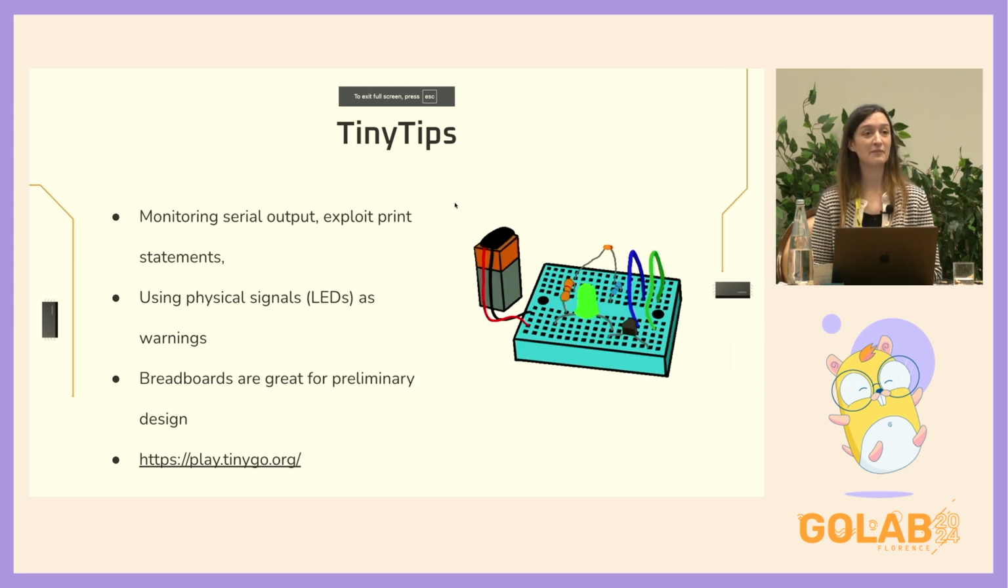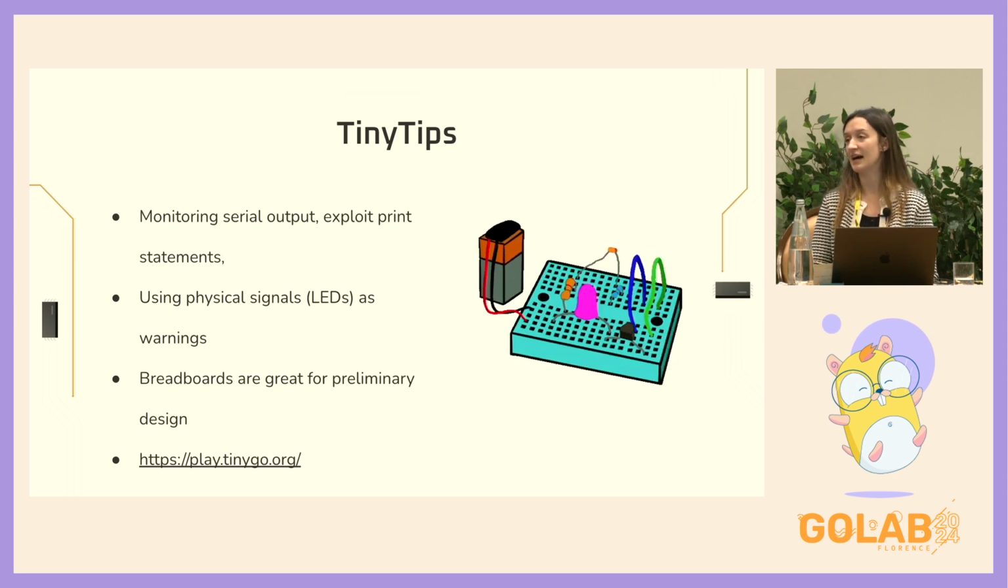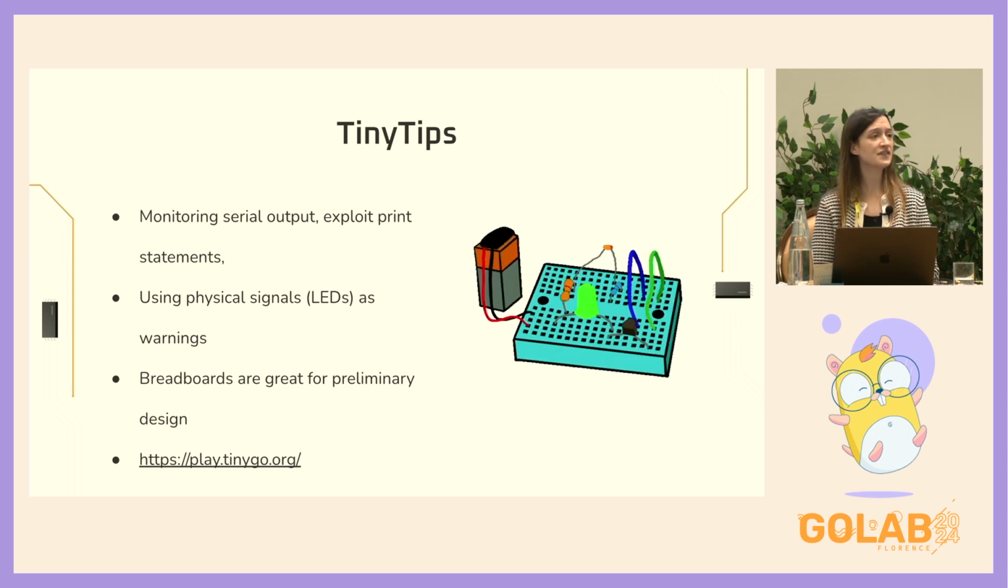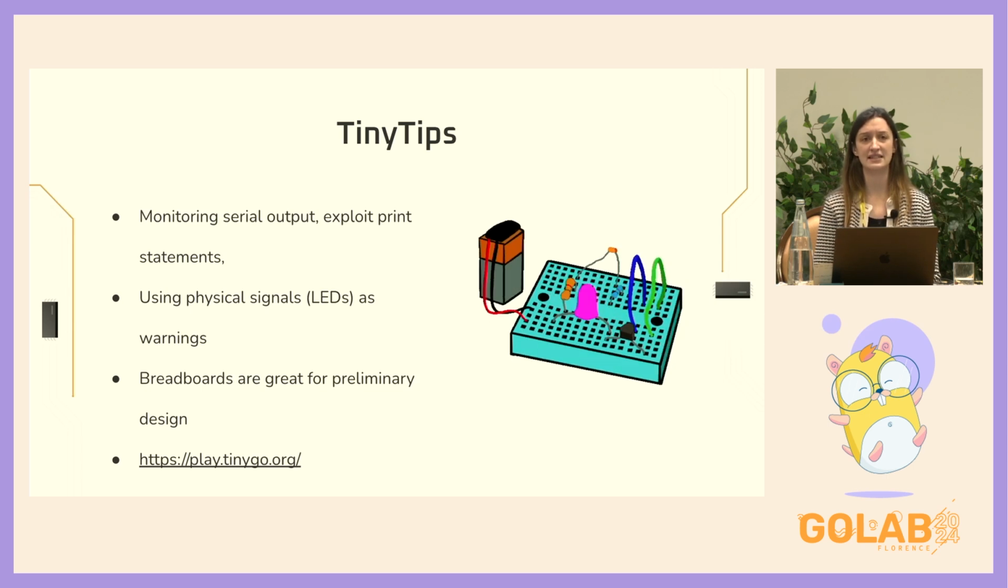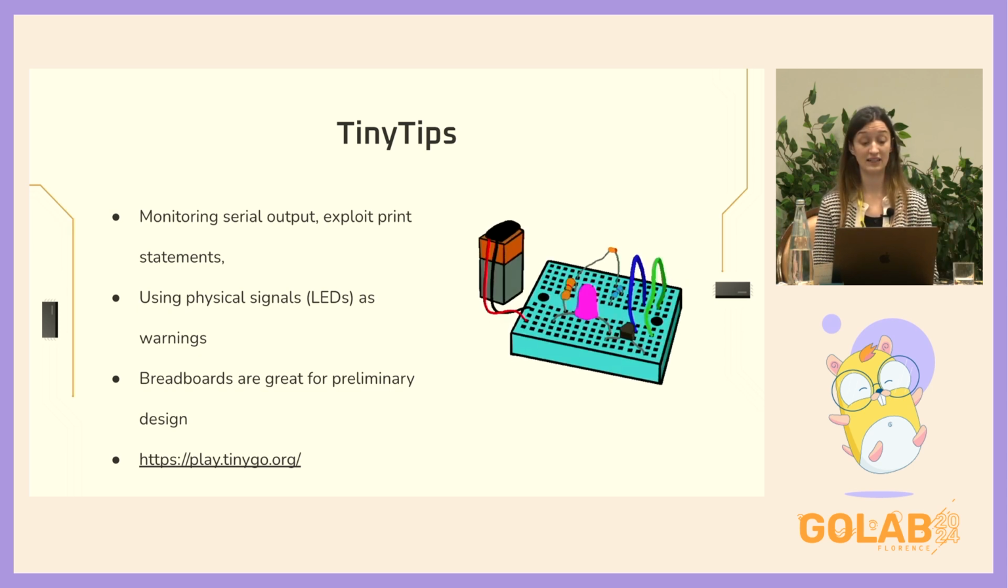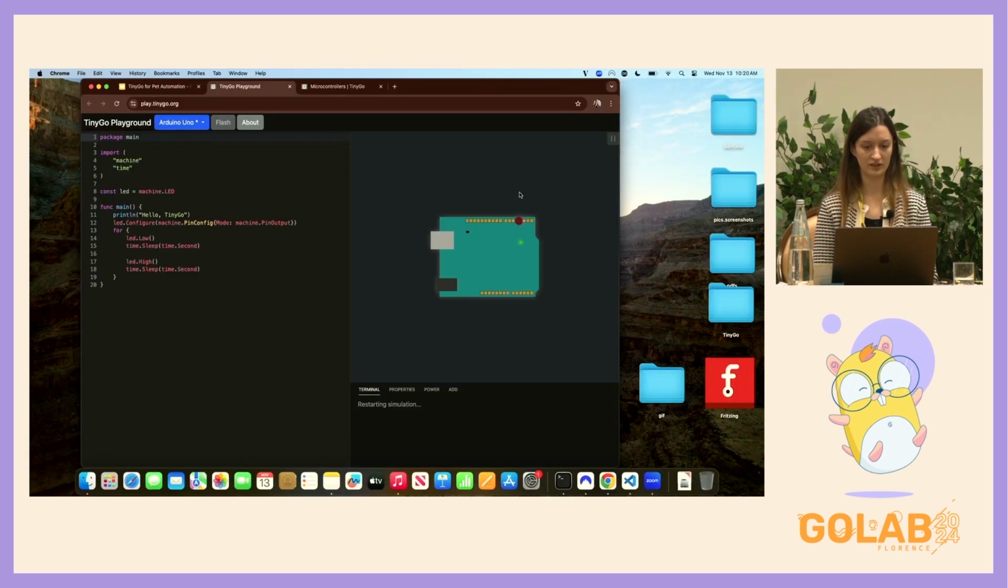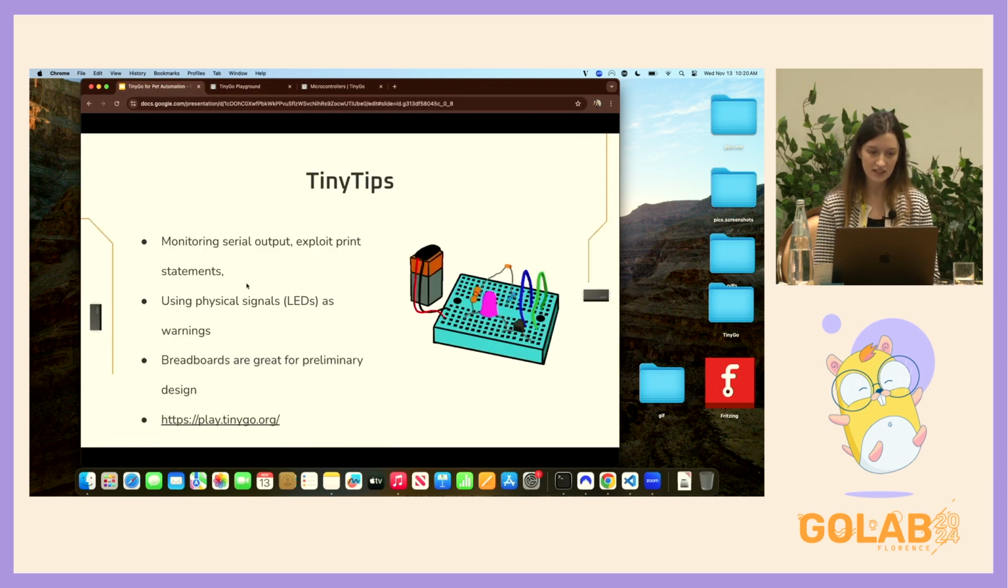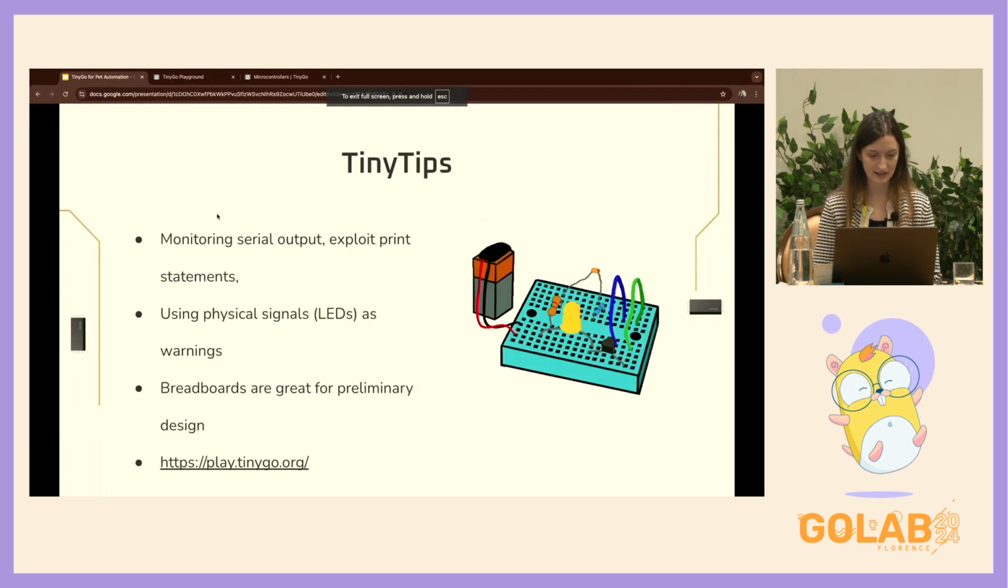Okay, some tips from the first project is basically, make sure you're monitoring the serial output, use a lot of print statements. Also use physical signals, right? So use LED blinking as a good signal as well. Breadboards are great for preliminary design. And there's also this great website for TinyGo. I found a few bugs with this, but this is a really cool setup and could help you with your projects, as well as some other schematic programs.